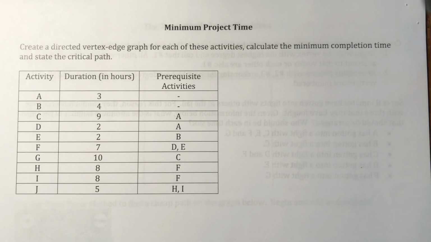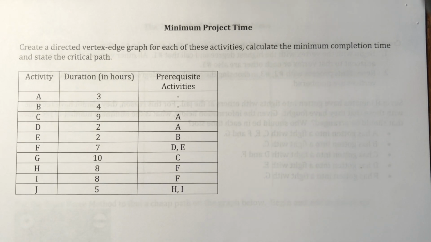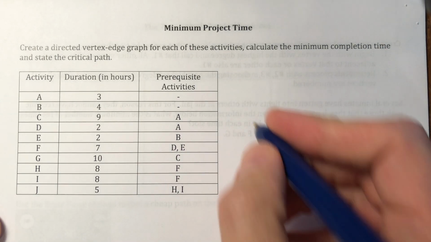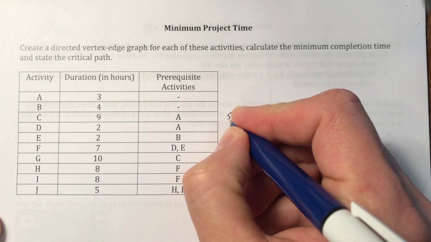Minimum project time. We're going to create a vertex edge graph for each of these activities, calculate the minimum completion time, and state the critical path. And here we go. Let's just go ahead and get started. And by start, I mean, well, start.